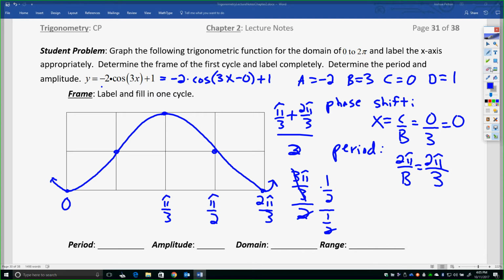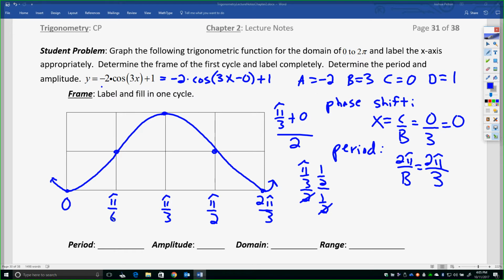And then lastly, we have pi over 3 plus 0 divided by 2, gives us the last x-axis point in between. So that's pi over 3 over 2, times it by 1/2 over 1/2. Cancels. That gives us a pi over 6. That concludes our x-axis. Now we'll do our y-axis.